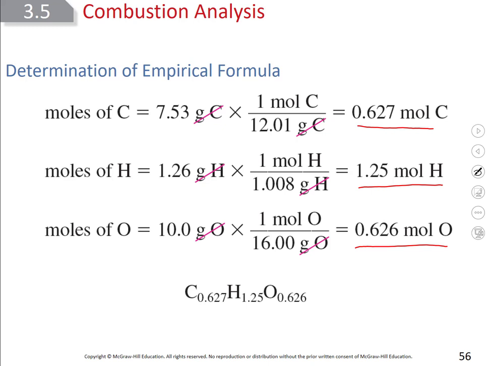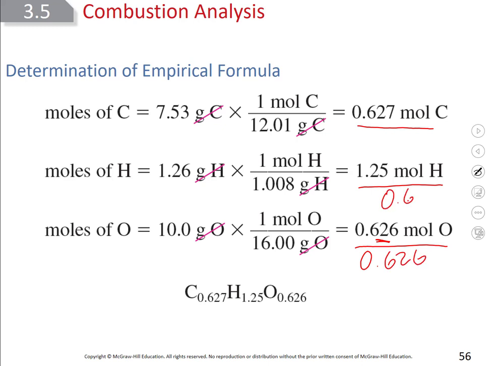Now, what's still looking wrong about this ratio here? It's numbers. It's what kind of numbers? Decimals. We don't want decimals. So how did we get rid of the decimals last time? Divide by the smallest number. So what's the smallest number in this case? 0.626. Good. 0.626 moles of oxygen was our smallest number.